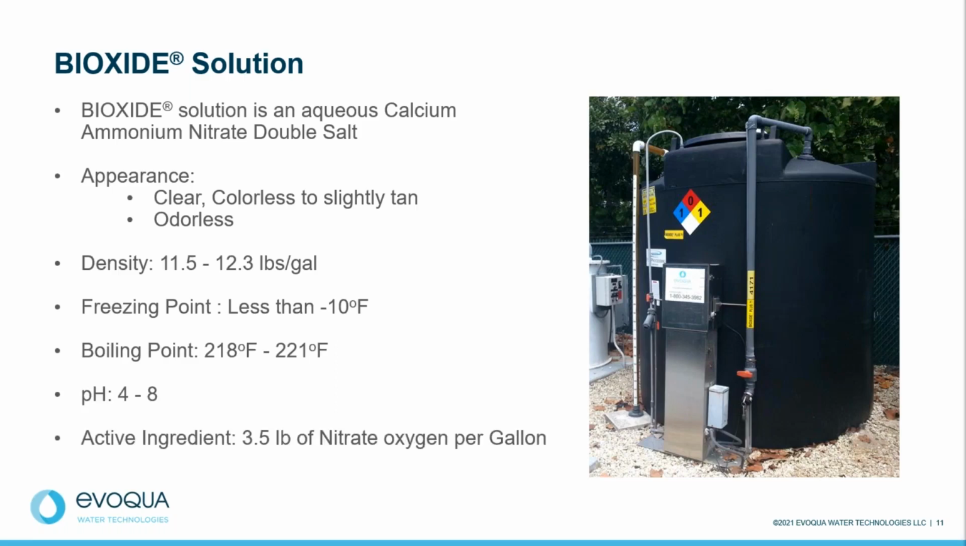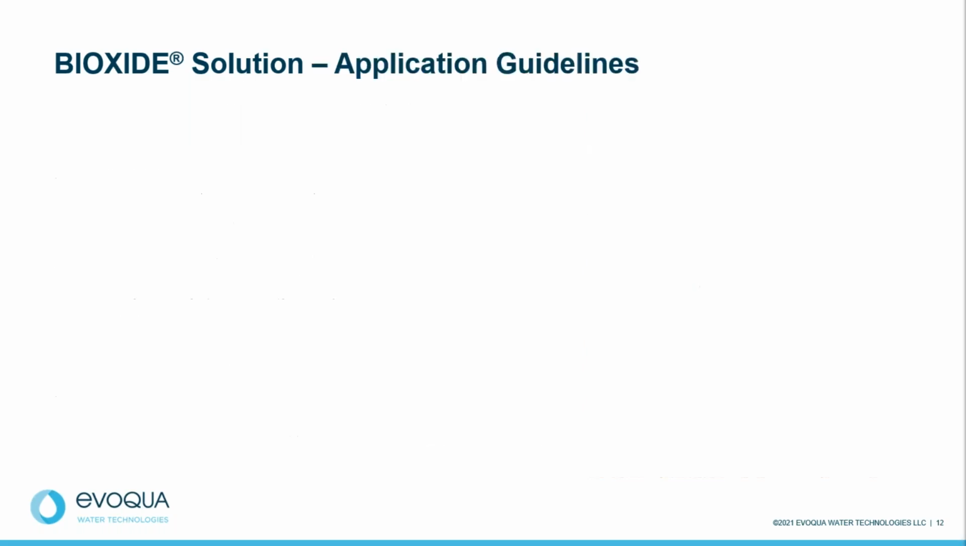The active ingredient in the BIOXIDE solutions is the nitrate oxygen. Here we have 3.5 pounds of nitrate oxygen per gallon of BIOXIDE solution.